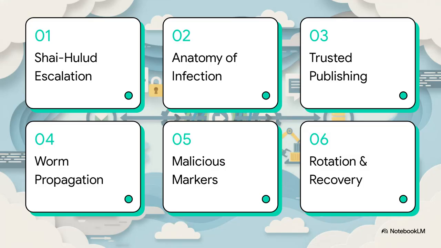Okay, let's dive into this as a logical post-mortem analysis of an active threat. We're covering the Mini Shai-Hulud escalation, the anatomy of the infection, the trusted publishing illusion, how the worm actually propagates, scanning for malicious markers, and finally, secret rotation and recovery.